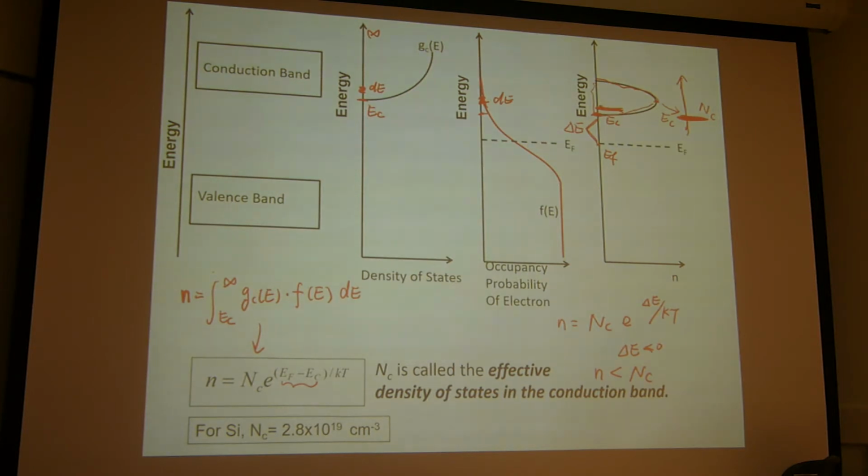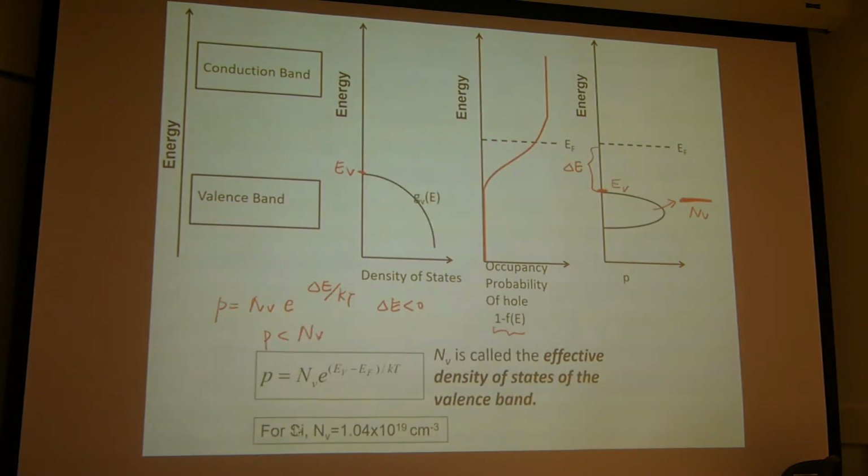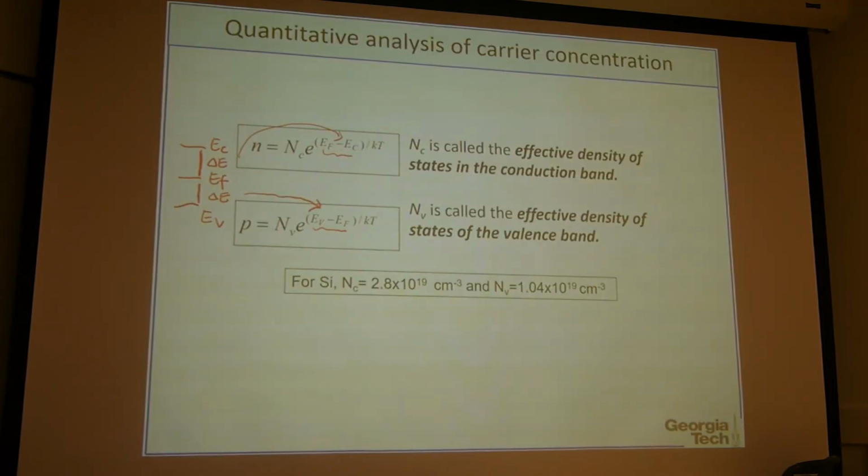So NC is a constant for silicon, and the number is shown here. Similarly, we can get the hole density using a similar formula here, and then we have another constant NV, the effective density of states of the valence band. So here is a summary. Essentially, we are looking at the energy difference between EC and EF to determine the electron density, and then the energy difference between EF and EV to determine the hole density.